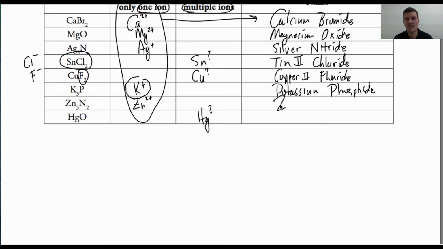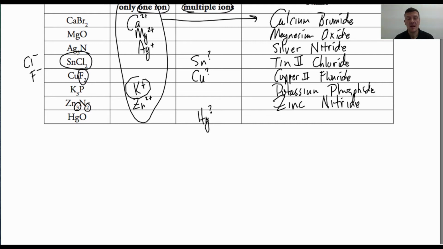So this is going to be zinc nitride. No Roman numeral necessary, because zinc and nitrogen are always going to combine in a 3:2 ratio. Always, always, always. We don't need any Roman numeral. We don't need any prefixes. Zinc nitride is always Zn3N2.